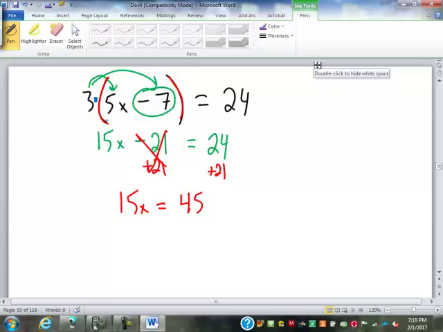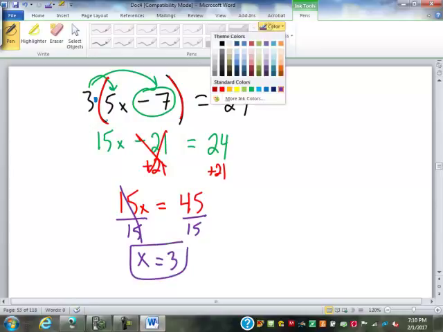Next. Divide by 15. So it cancels out the 15 there to give us x. 45 divided by 15 is 3. Perfect.